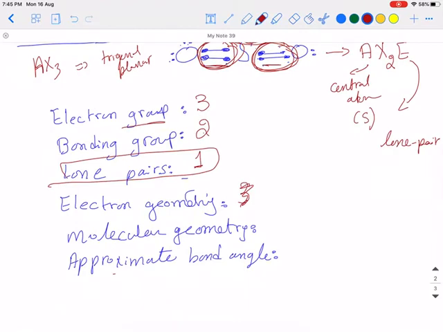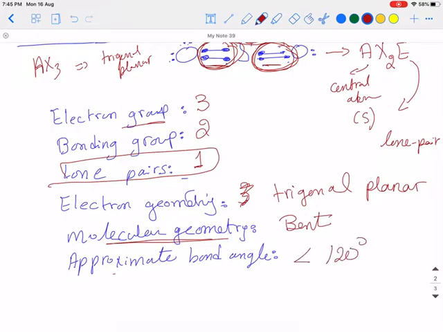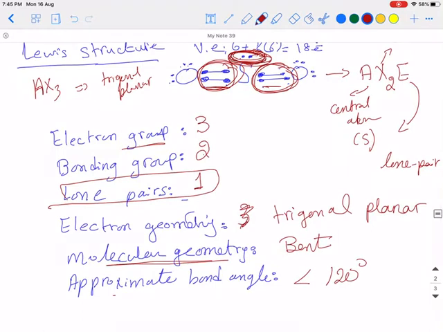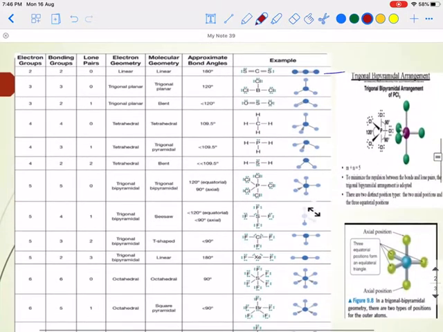So the electron geometry, like AX3, is trigonal planar, but the molecular geometry, how it looks in space, won't be trigonal, it will be bent. It will be bent, and the approximate angle will be less than 120 degrees. Why less? Due to the substitution here in this example of one bond by a lone pair. So the effect of the lone pair makes it bent. So the angle will be less than 120.